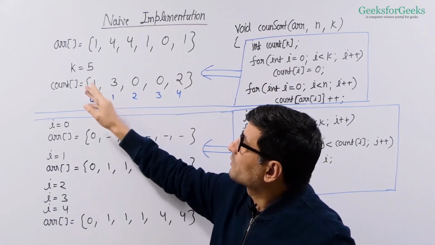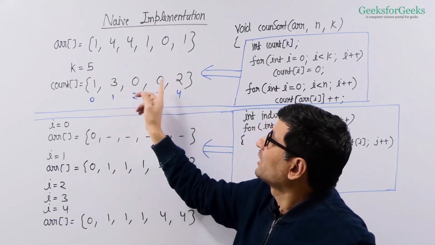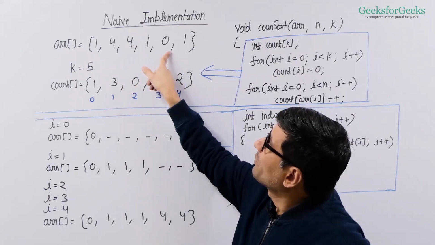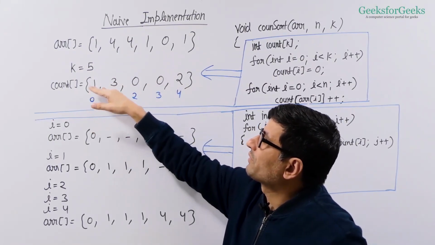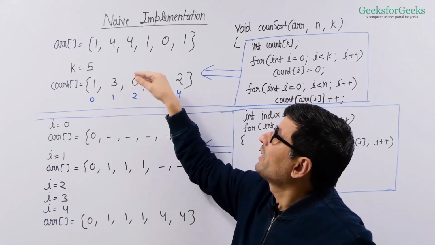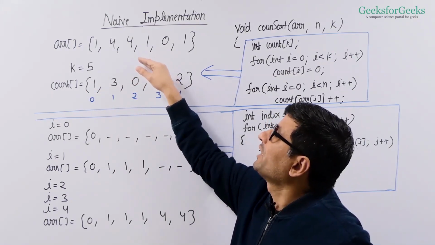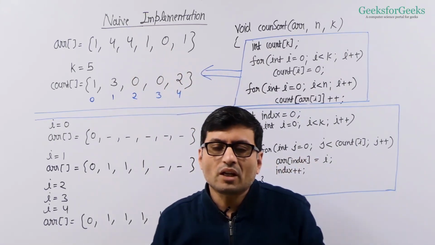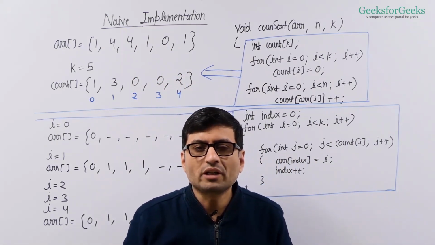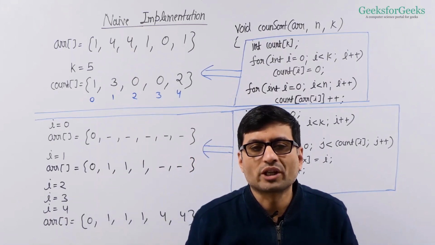Size of this count array is 5 because k is 5. Size of our input array is n, which is 6 here, right? So we create a count array of size 5 and simply increment count of every element that we traverse in the input array.